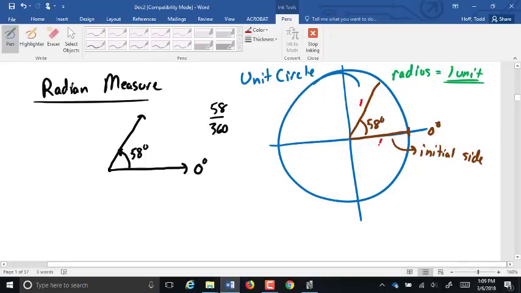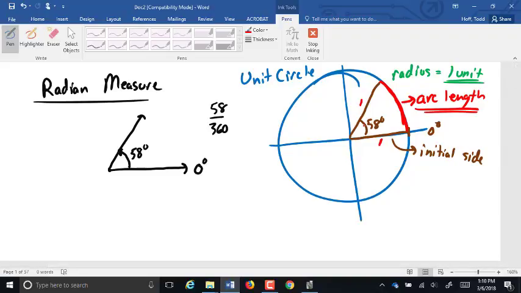Now, being that this radius is 1, being the unit circle, we can find the length of this arc here. The length of that arc is the size of that angle in radians. So radian measure is not measuring a rotation, it's measuring the size of the arc cut by that angle on this unit circle. Well, that arc is always a fraction of the whole circumference.